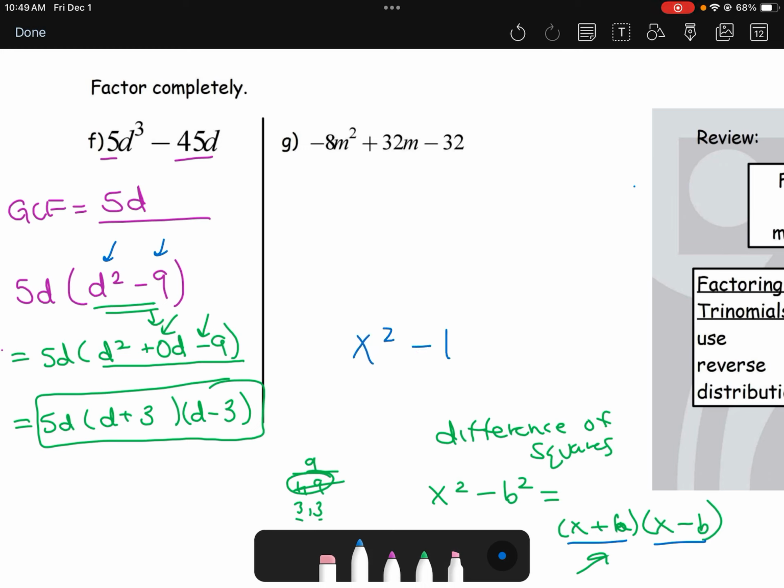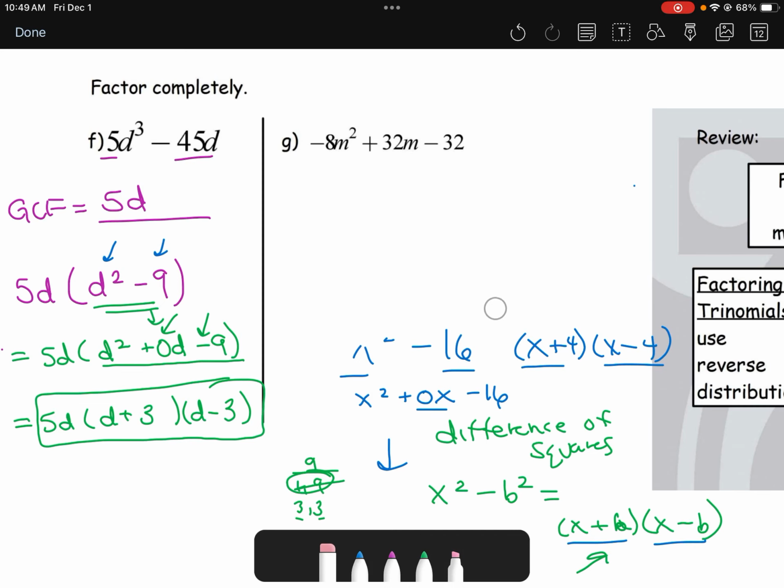Okay, or something like this, x squared minus 16. So it's the difference of two perfect squares. So x plus, x minus, well, what's the square root of 16? That's 4. x plus 4, x minus 4. So if you're really good at that, then you can just go straight to it. If you're not, just go ahead, add the 0, and then do it the way we've been doing it the whole time. You're going to get the answer either way.